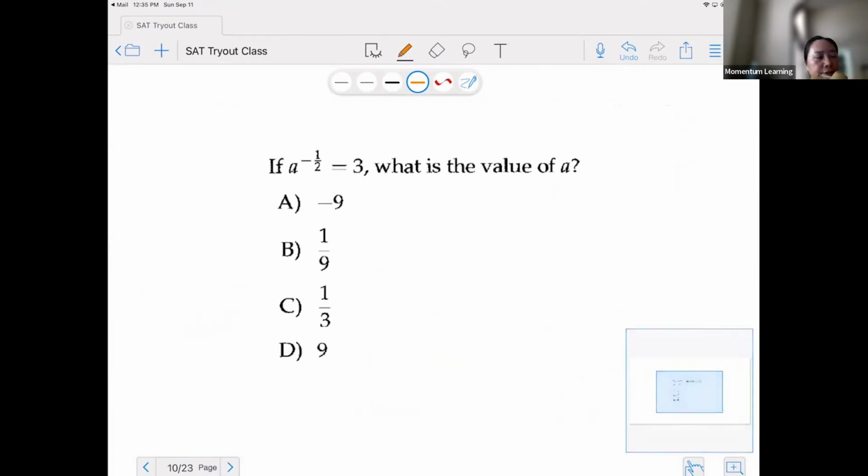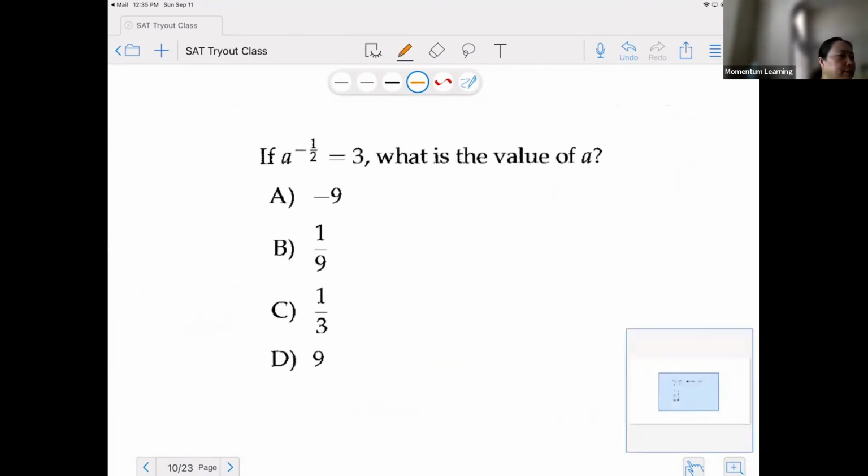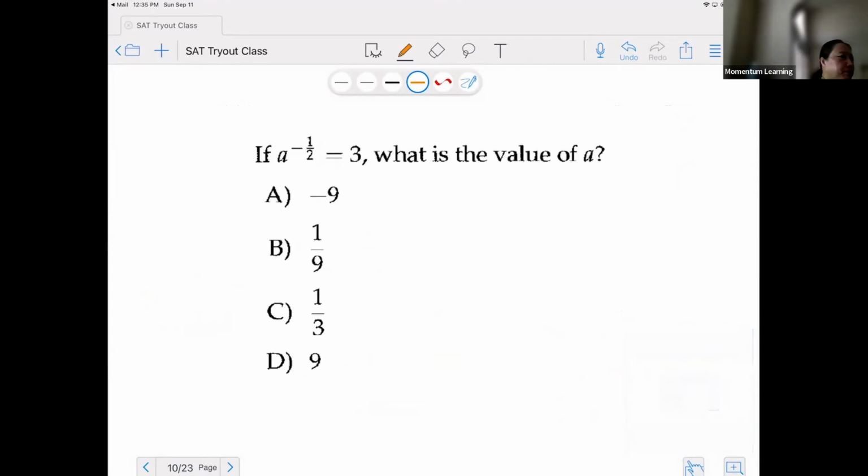Now let's practice a couple of them. If a to the power of negative half equals 3, what is the value of a?